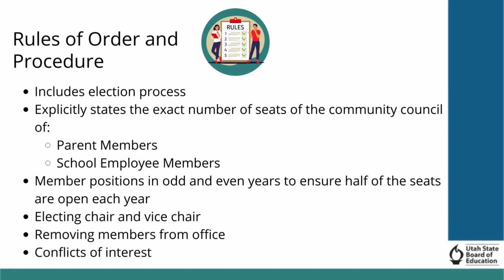It is important that the rules of order and procedure are reviewed and adopted each school year. They should include the election process, explicitly state the number of seats of the community council for parent members, school members, and school employee members. The rules of order and procedure must also address the member positions in odd and even years, the process of electing chair and vice chair, how to remove a member from office, and how a member would report a conflict of interest.